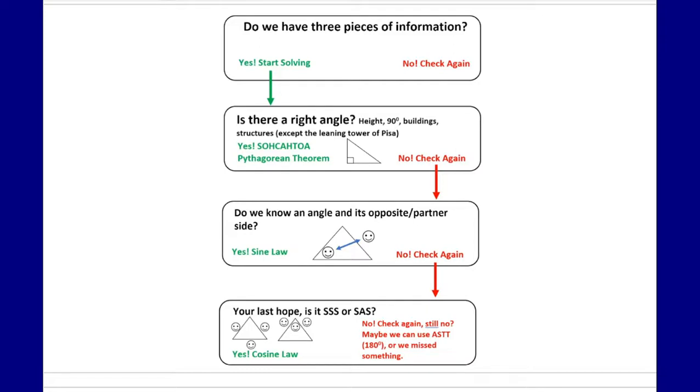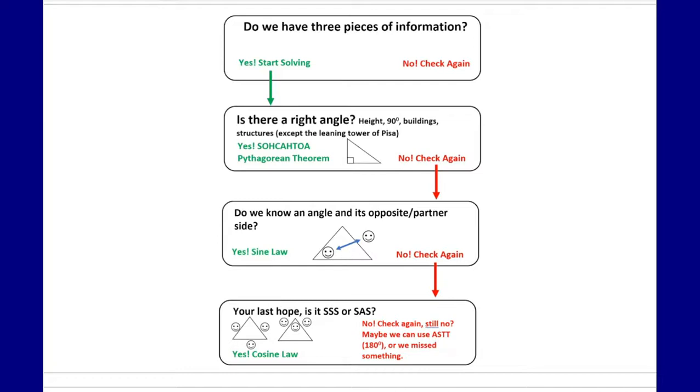So the first thing we want to do is check, do we have three pieces of information? If yes, great, we can start going through and solving. If no, then chances are we probably want to check again, and relabel or reread the question to make sure we have enough information. So if we do have three pieces of information, which is generally enough to use any of these laws or ratios, then we can start solving. We then want to check first, is there a right angle?